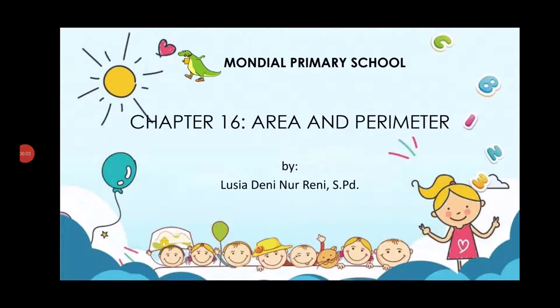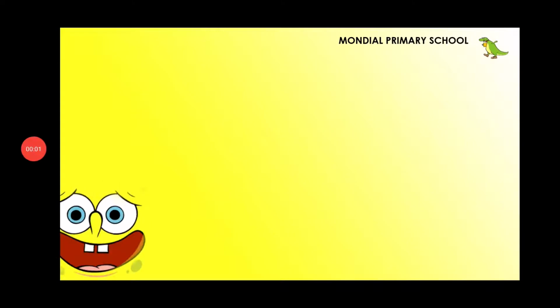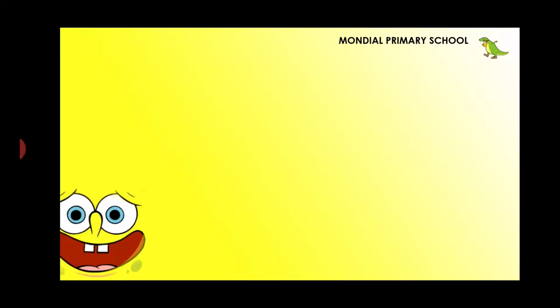Today, we are going to learn more about how to find the perimeter and area of rectangles. First, we are going to learn more about perimeter. Please open your math textbook, page 145.